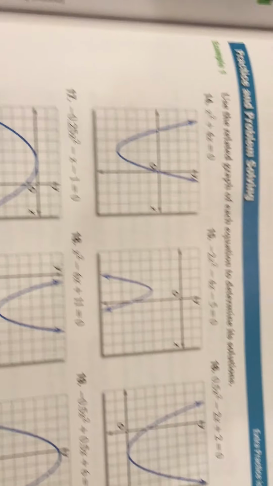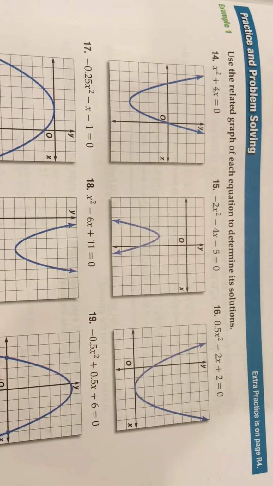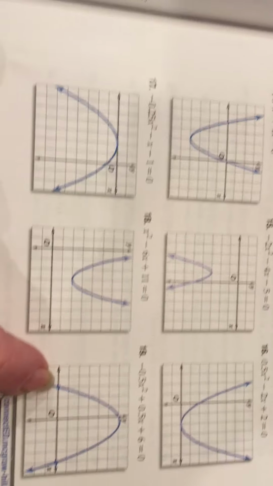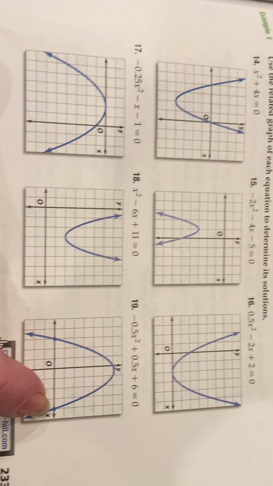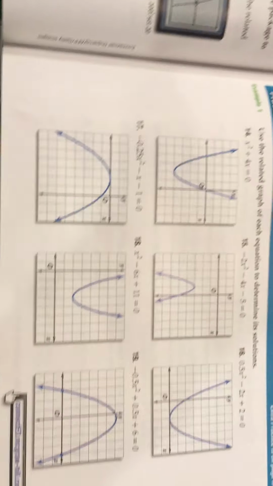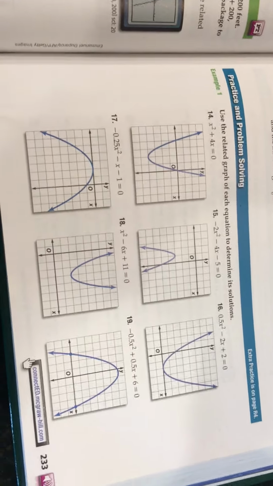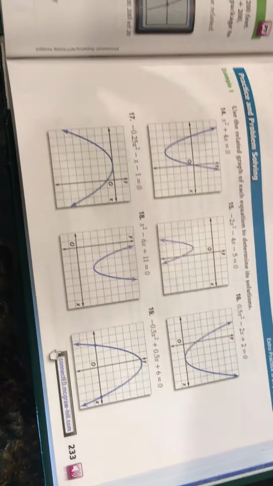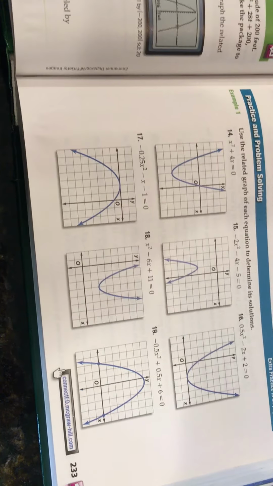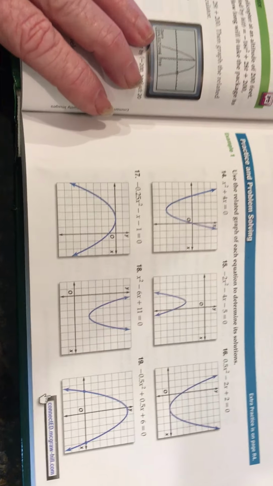Number 18 has no x-intercepts. It's never going to cross the x-axis. Number 19 has x-intercepts at -3, 0 and 4, 0. And a lot of you were trying to give me just the number of x-intercepts instead of what the exact x-intercepts were. That's okay, we're learning. So you got the idea of it. Remember, solving means the same thing as finding the roots, finding the zeros, finding the x-intercepts.